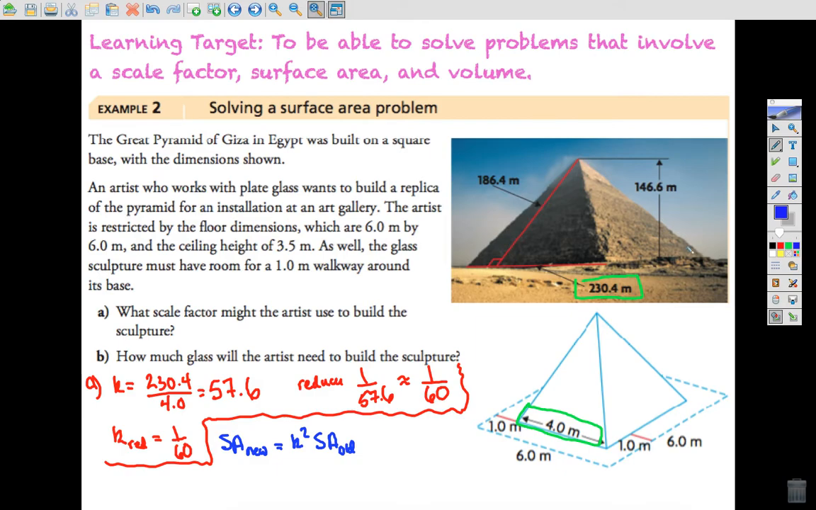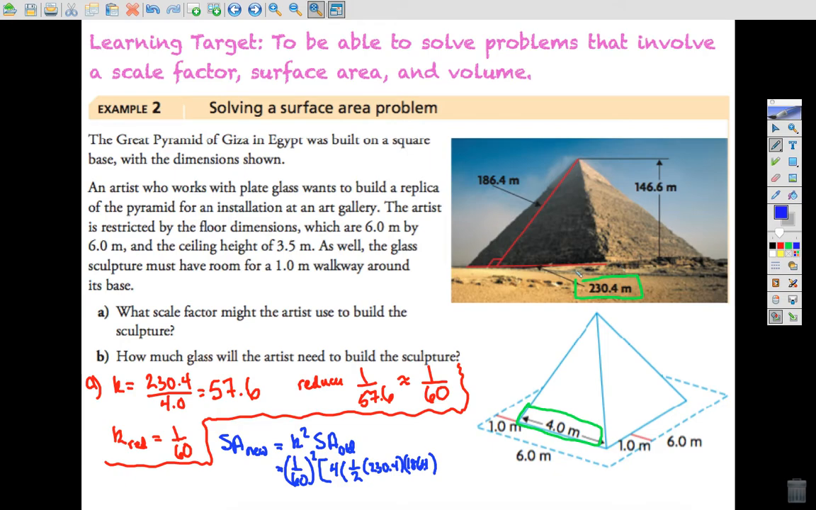So I need to figure out the surface area of this actual pyramid. Now, they didn't make this clear in the question, but there's a difference between surface area and lateral area. We're going to assume for this question that they are including the base as a surface that he needs to fill with glass. So instead of K, we've got 1/60th, and that's going to be 1/60th squared. Now we need to figure out the surface area of this. If you think back to your surface area formulas, we have 4 triangular faces, so that's going to be 4 times 1/2 the base, which in this case is 230.4, multiplied by the slant height. The slant height in this case is 186.4. That takes care of my 4 faces.